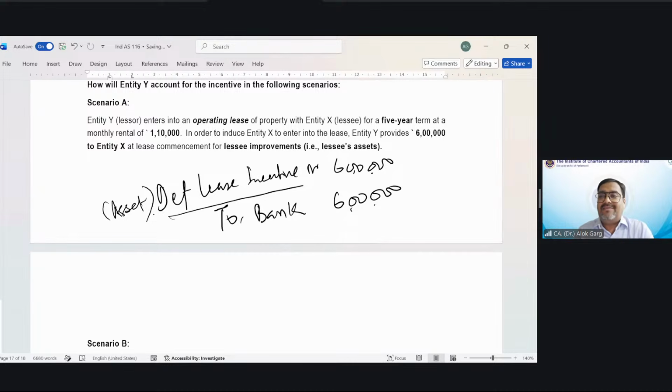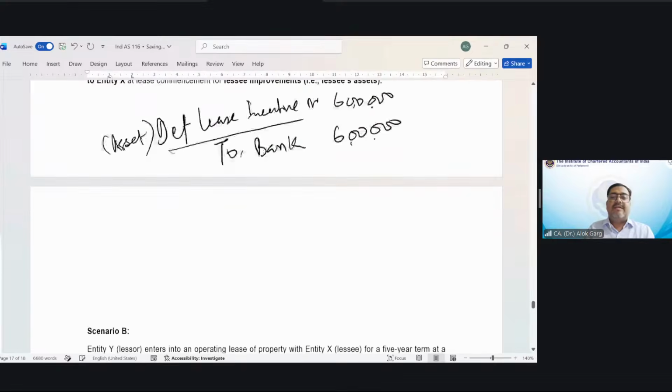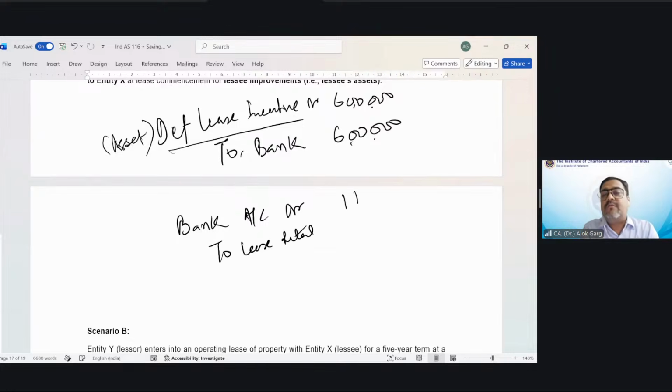And every month, then what is the next entry? The next entry is bank account debit to lease rental. What is the lease rental? 1,10,000 rupees. Then every month, this 6 lakh has to be divided on a straight line basis.